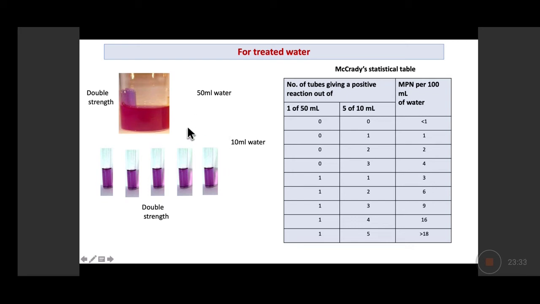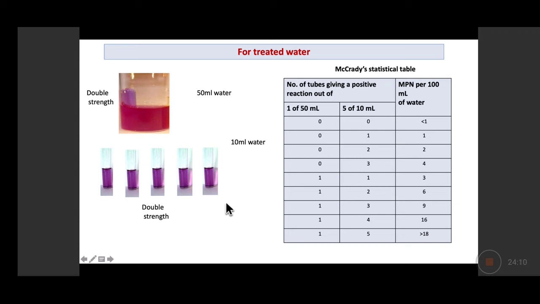Then we will incubate these tubes for up to 24 hours and then 48 hours, and then we will see the color change. This is MacConkey's purple broth, which has the indicator bromocresol purple. If coliform is present, the lactose will be fermented and acid will be produced, so the color of the media will turn yellow. Here you can also see that these tubes have Durham's tubes. With the help of these Durham's tubes, we can also detect the presence of gas.